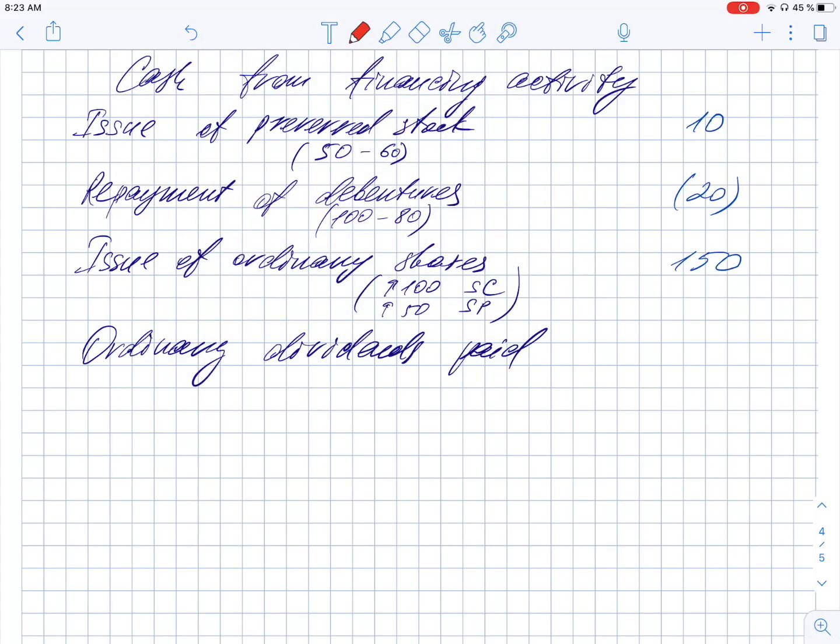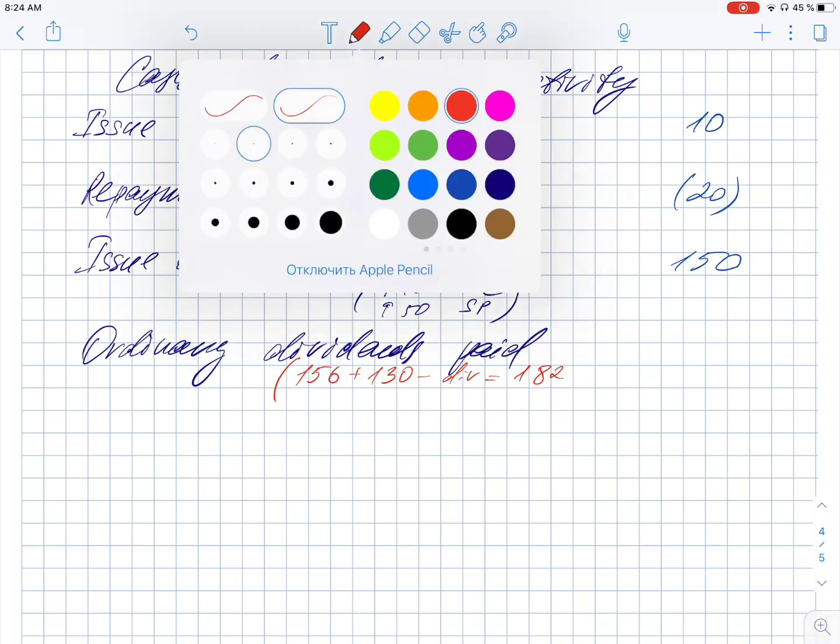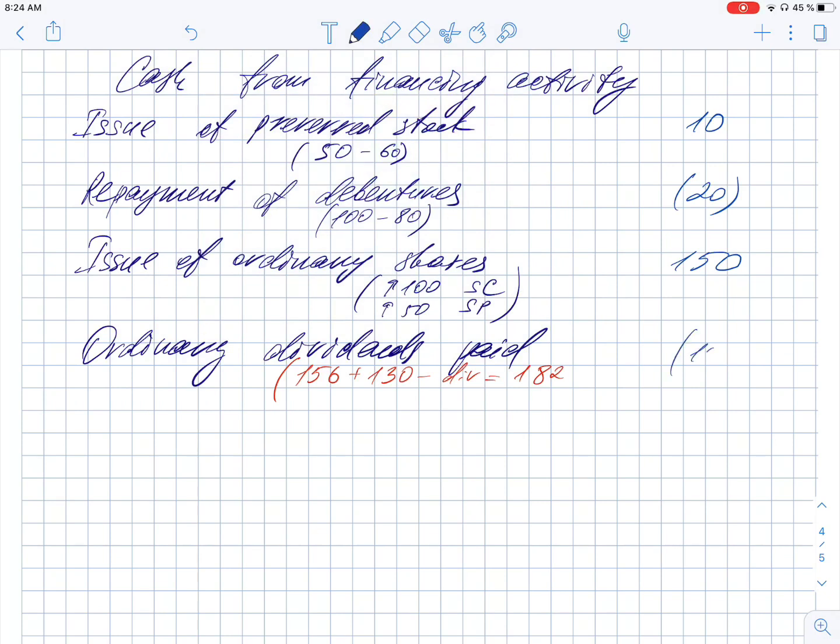So the opening retained earnings in the company in the statement of financial position was 156. Then the company earned net income, profit after tax, 130. And basically that should be the retained earnings at the end of the year. But if the company paid dividends, the retained earnings would be lower, and we can see it here. The retained earnings at the end of the year is 182. That means that the company paid dividends in the amount of 104. That leads to a decrease in cash during the year.